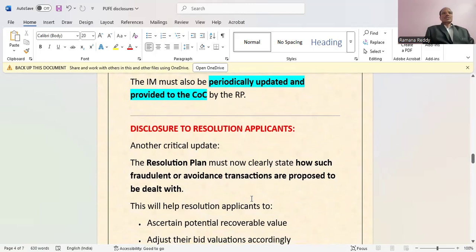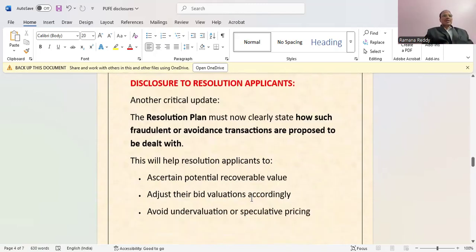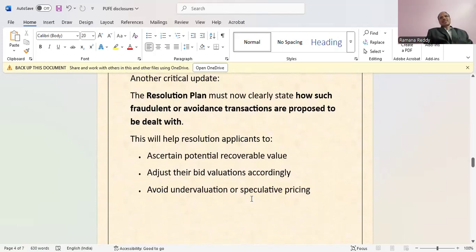So now the disclosure to resolution applicants. Another critical update: the resolution plan must now clearly state how the fraudulent or avoidance transactions are proposed to be dealt with. This will help resolution applicants to ascertain potential recoverable value, adjust their bid valuations accordingly, and avoid undervaluation or speculative pricing.